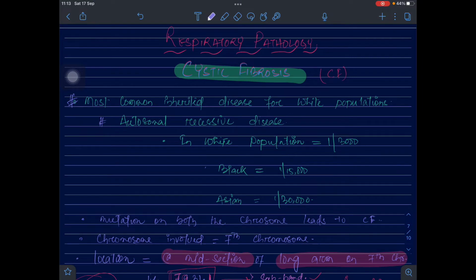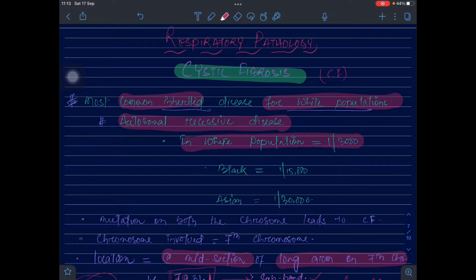It is the most common inherited disease for the white population. It is an autosomal recessive disease. So no sex chromosome is involved, it is autosomal, and it is recessive. Okay, both the alleles should be mutated.